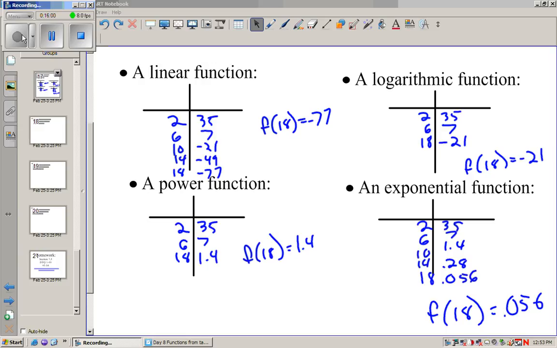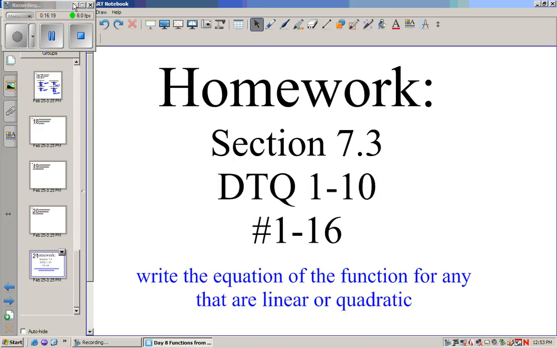All right, here are the answers. f of 18 equals negative 77 if it's linear. If it's power, f of 18 equals 1.4. If it's exponential, f of 18 equals 0.056. And if it's logarithmic, f of 18 is equal to negative 21. All right, hopefully that helps you get through this homework. Good luck.